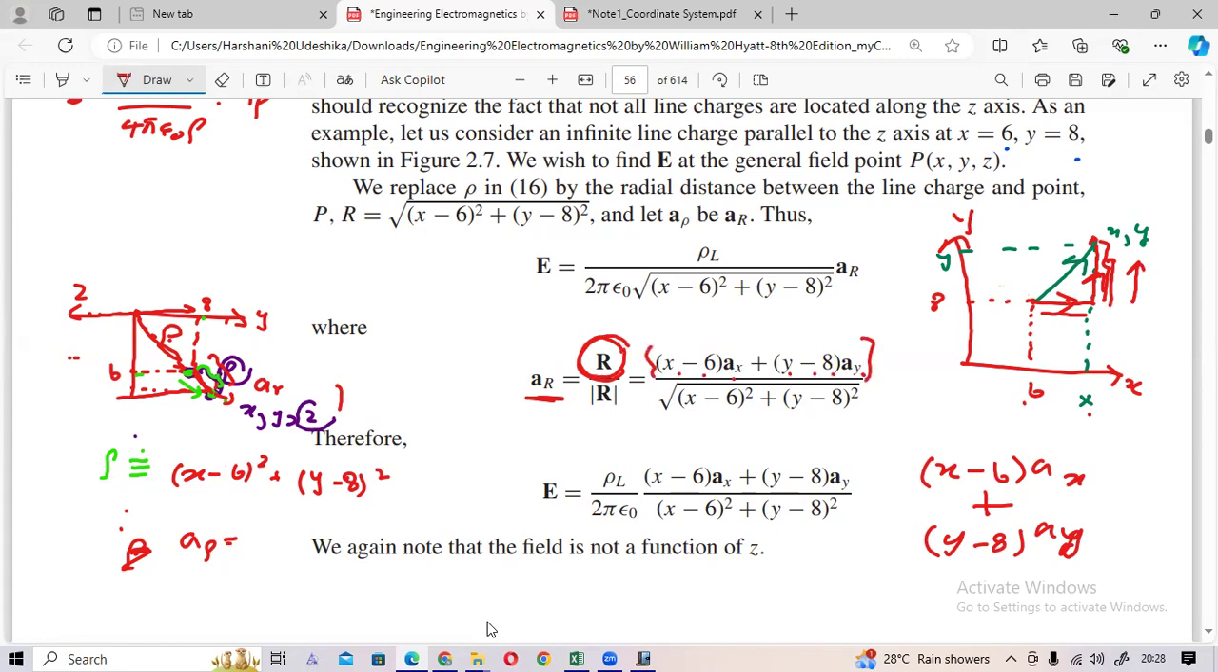This vector should be divided by its magnitude. What is the magnitude of this vector? Using the Pythagoras theorem, you can find the length. It will be the square root of (x minus 6) squared plus (y minus 8) squared. That is this length using Pythagoras.